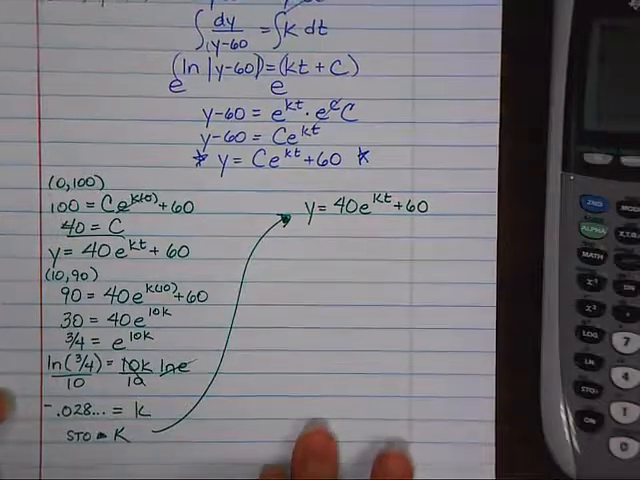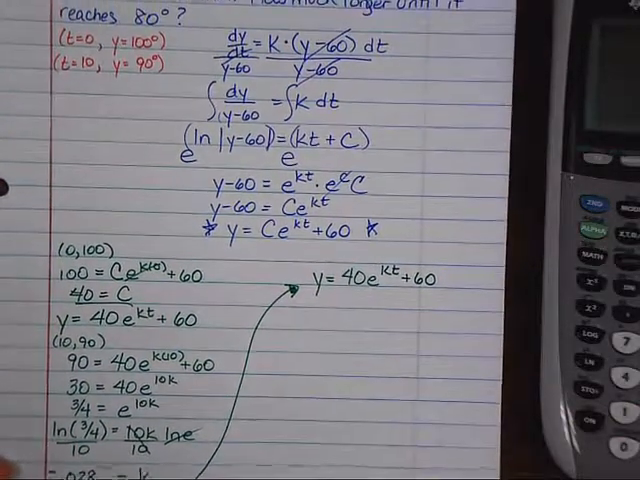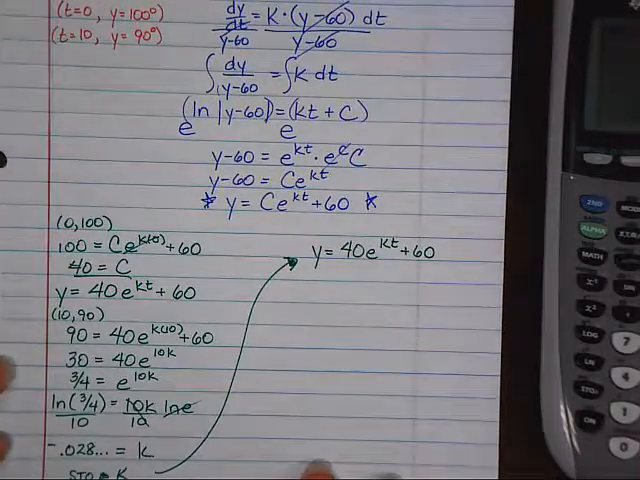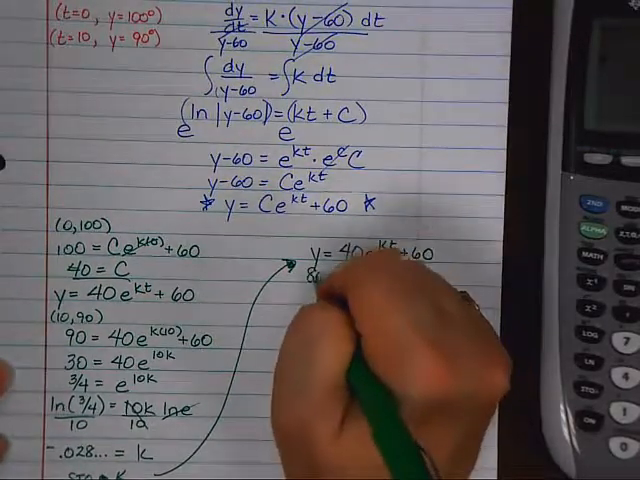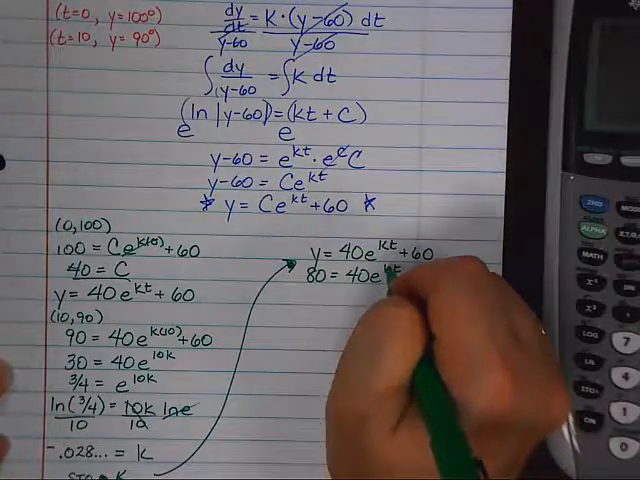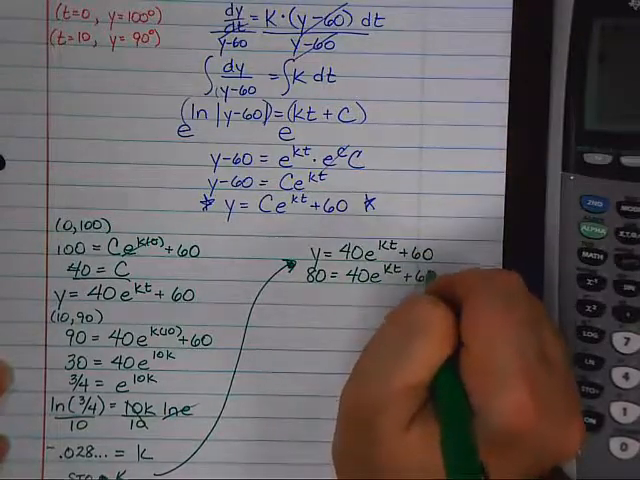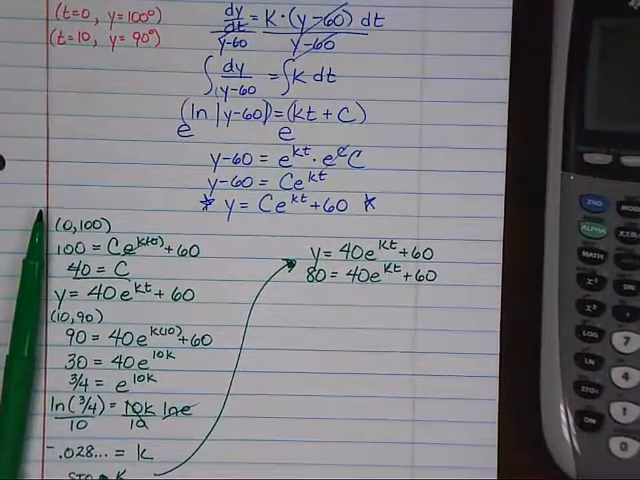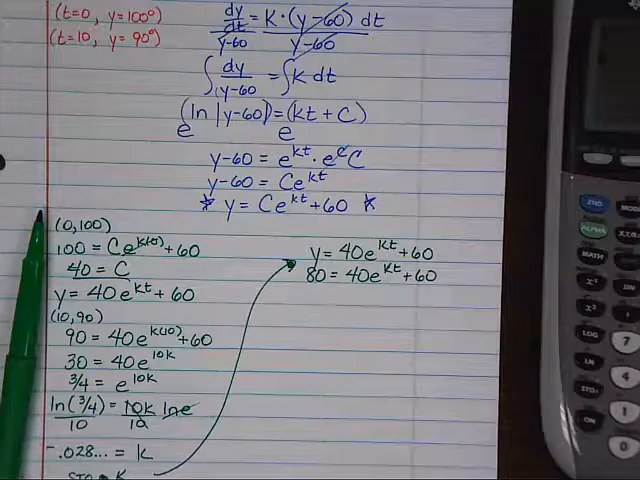Okay, now the question said, how much longer till it reaches 80? Where does the 80 go? y. So 80 equals 40e^(Kt), capital K t, plus 60. You finish it. I'm going to be handing out the homework papers, then I'll come back and finish it up with you. Do the math.